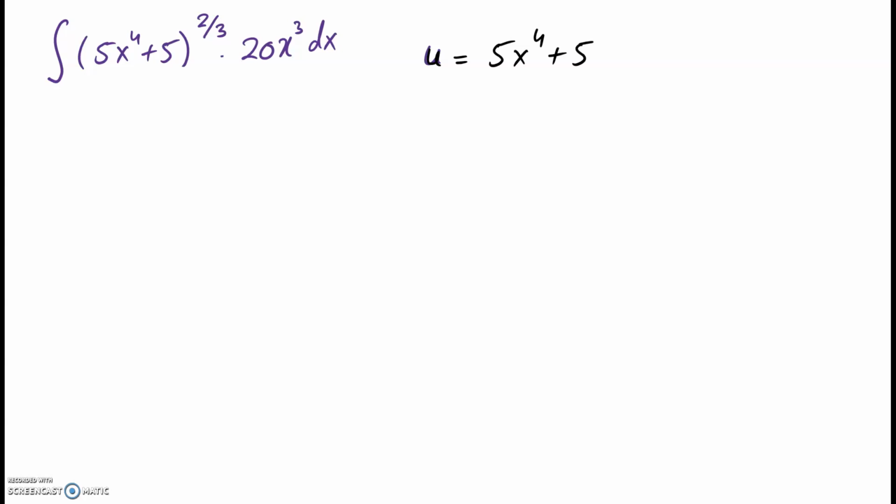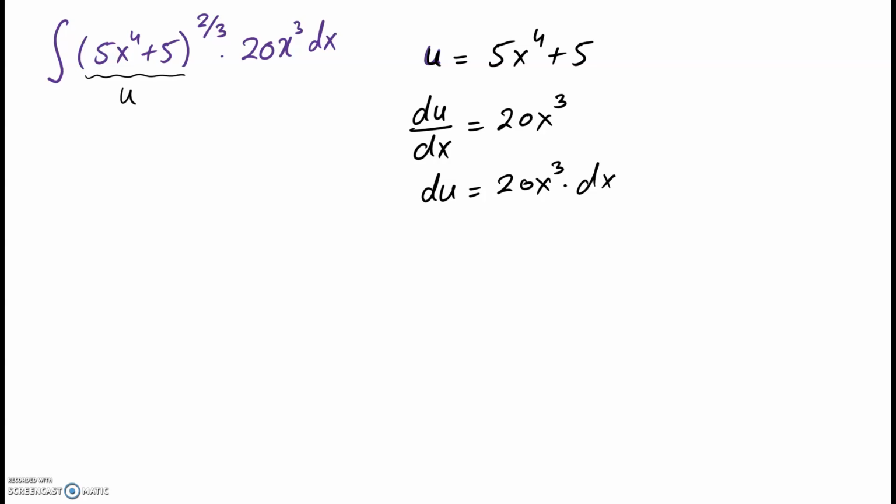Let's take the derivative of this one with respect to x. It's going to be du over dx equals 20x to the power of 3, and the derivative of 5 is 0. Let's rearrange this one. It's going to be du equals 20x to the power of 3 times dx. Now you can see this clearly, that we will replace this part with u and this part with du. Clear?